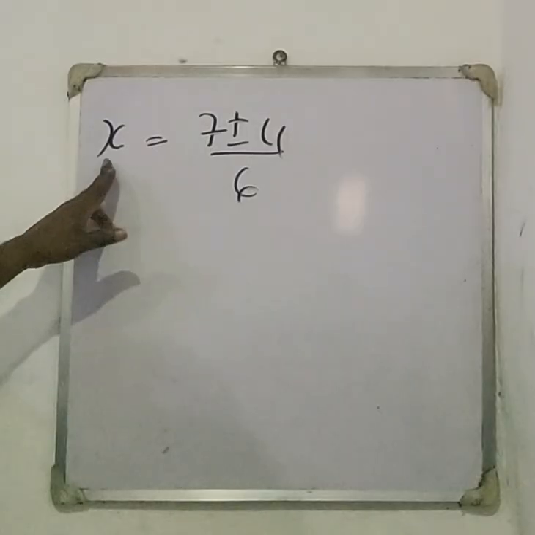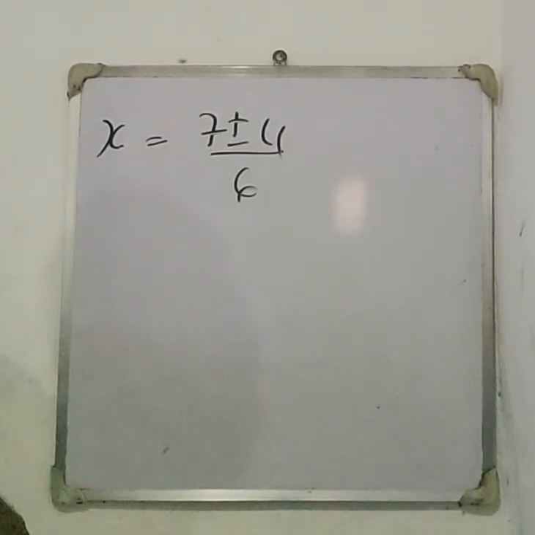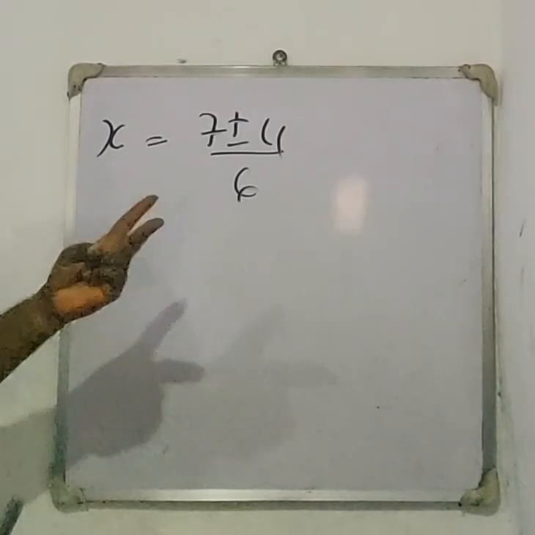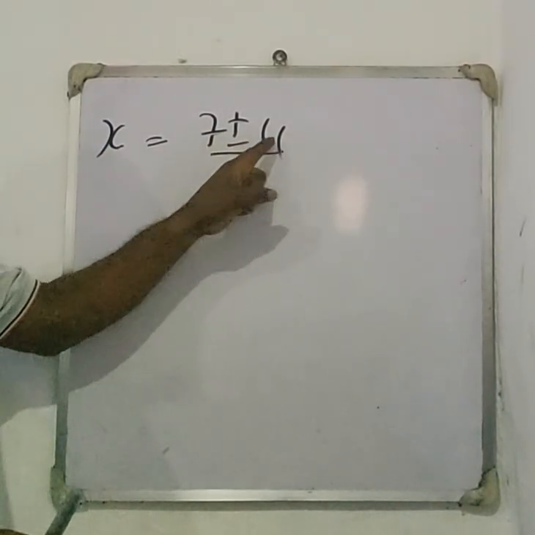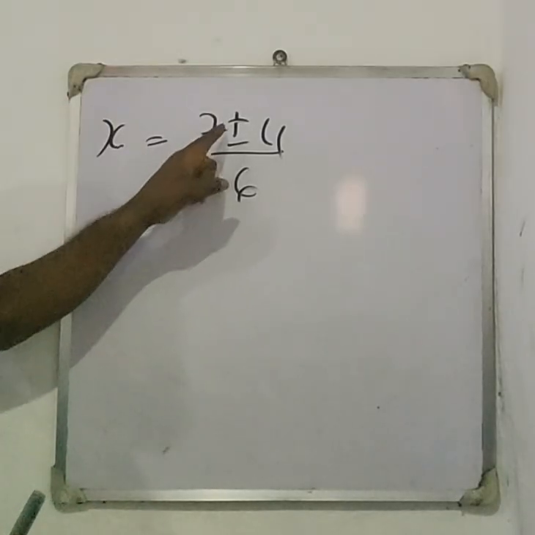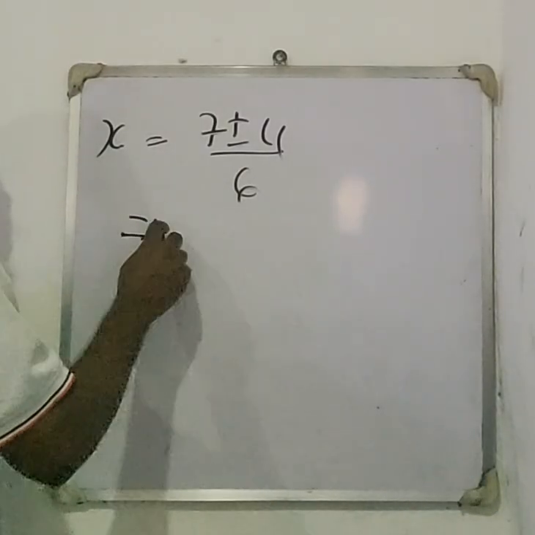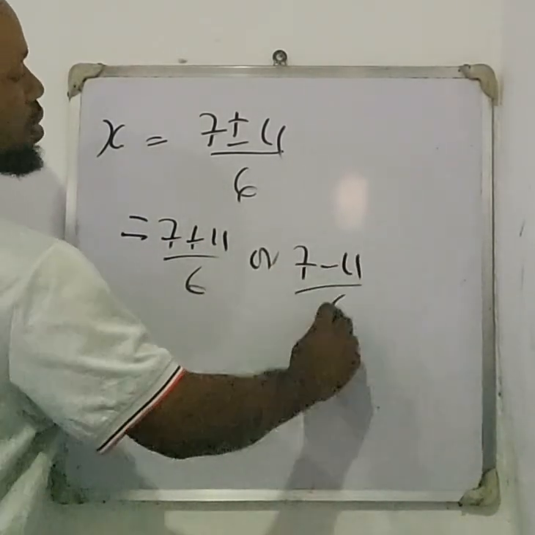X is now in isolation, but x is not ready yet. So we need to get the value of x, and for every quadratic equation, we always get two different answers. Then look at it, two answers. 7 plus or minus 11 over 6. So you go with the plus first, then you come back and go with the minus. So we have our first answer, 7 plus 11 over 6, or 7 minus 11 over 6.